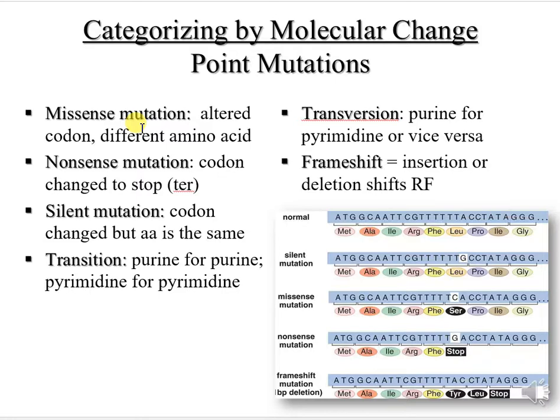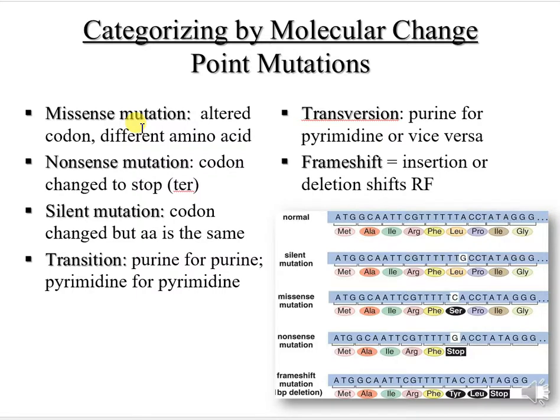Transversion, on the other hand, is just the opposite. So this involves swapping a purine for a pyrimidine or a pyrimidine for a purine. So this could be swapping an adenine for a cytosine or vice versa, for example.